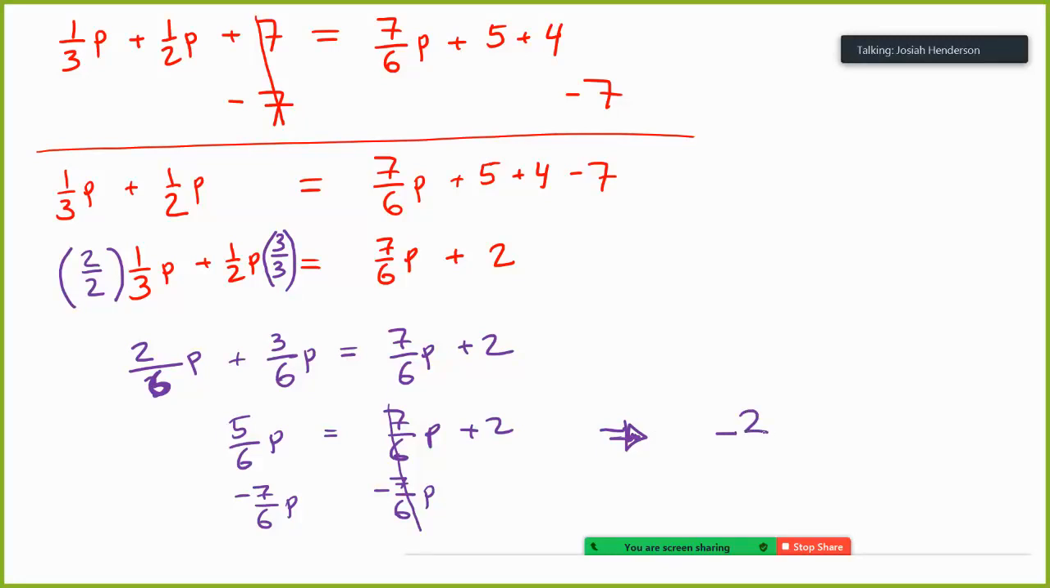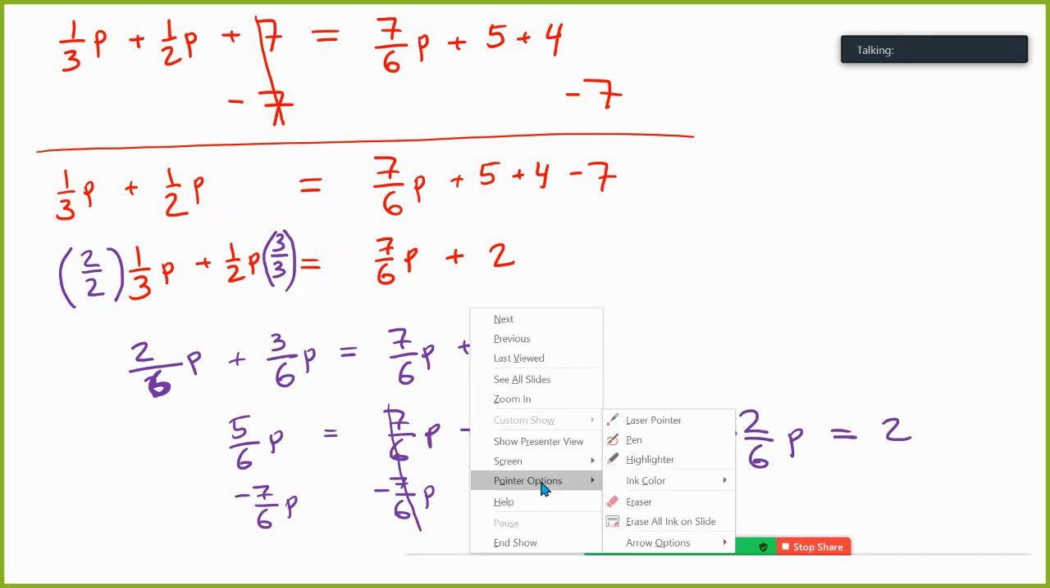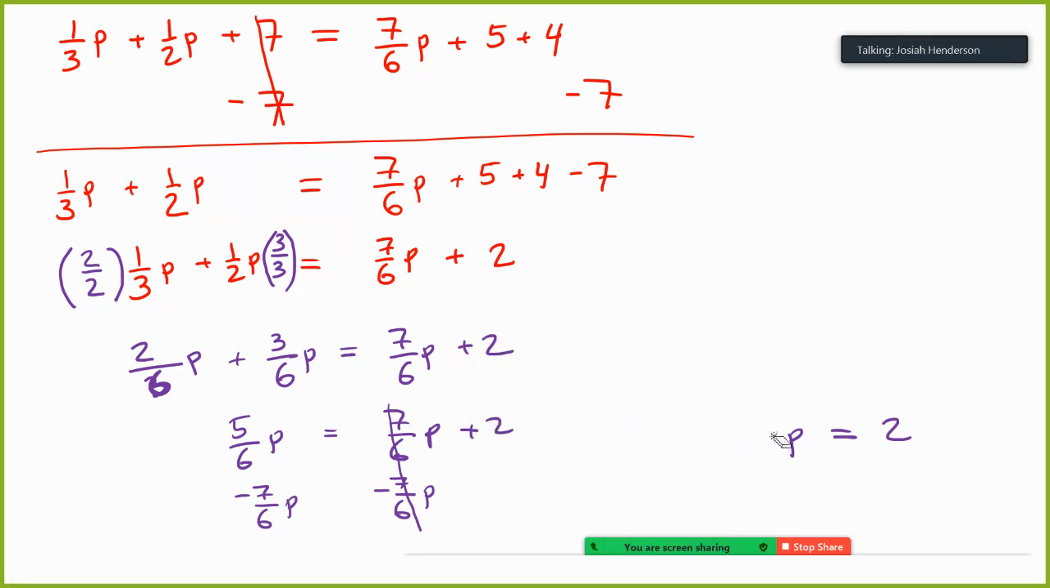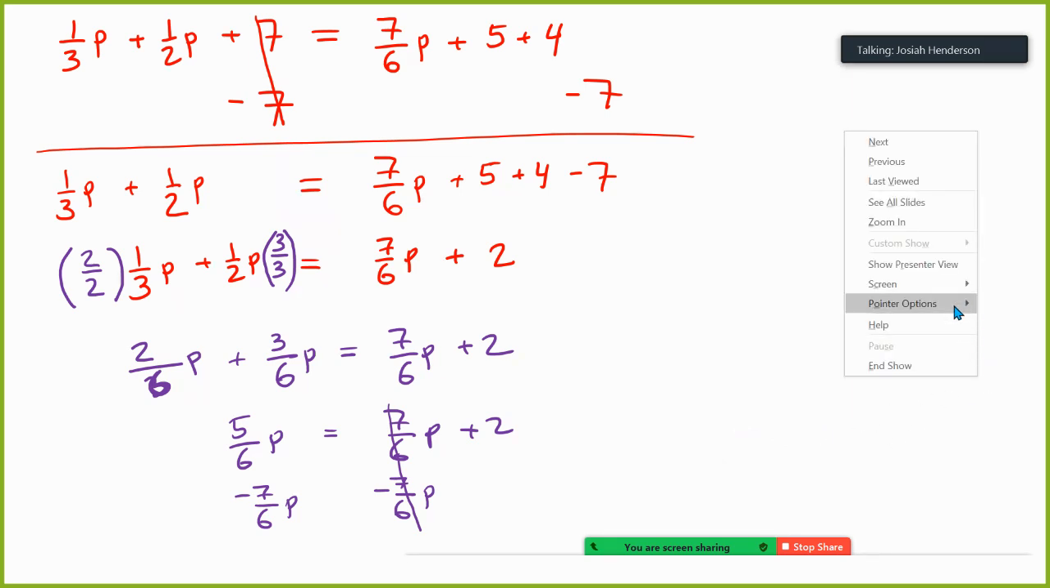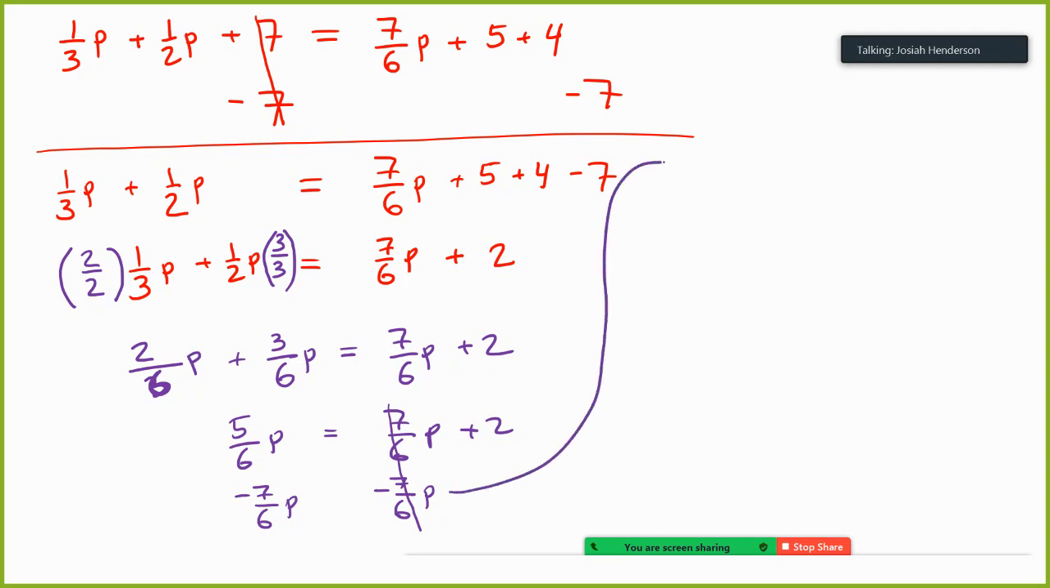So negative 2/6p equals 2. Actually, one moment. I'm going to do this. I'm going to continue above. So we've got negative 2/6p equals 2. Okay, now a couple things we could do.